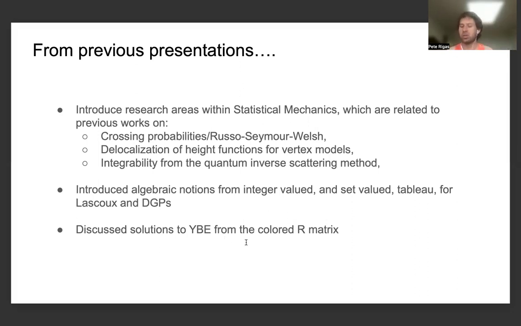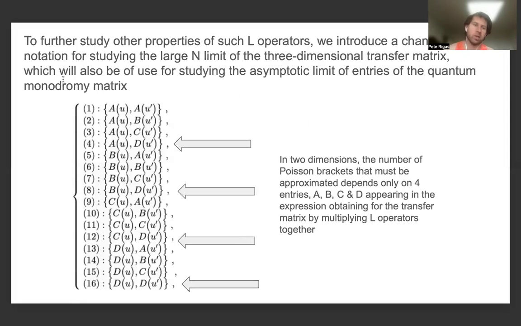The colored R matrix also satisfies the Yang-Baxter equation, as does the universal R matrix from the factorization, which we had alluded to at several parts, and how that comes into play from a 3-dimensional quantum inverse scattering approach for triangular ice, or the 20-vertex model. And to further study other properties of such L operators, we introduced a change in notation for studying the large n limit of the 3-dimensional transfer matrix, which can also be of use for studying the asymptotic limit of entries of the quantum monodromy matrix.